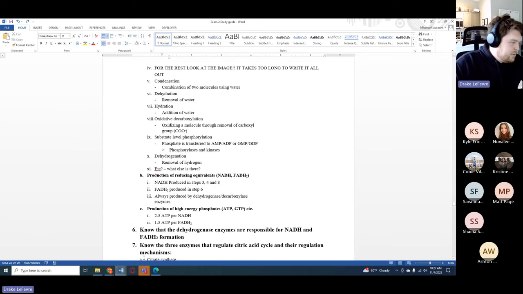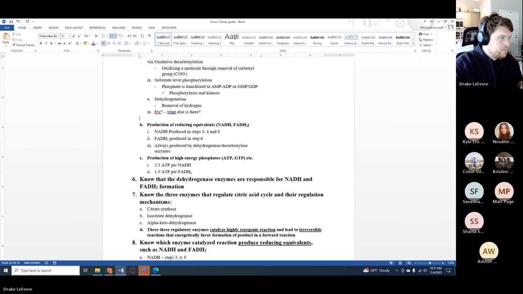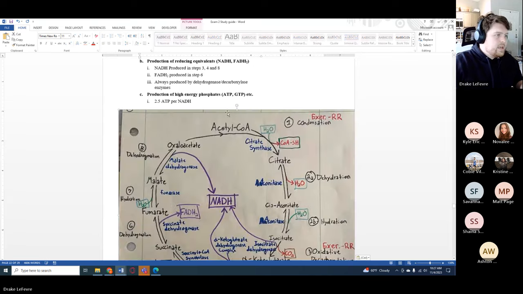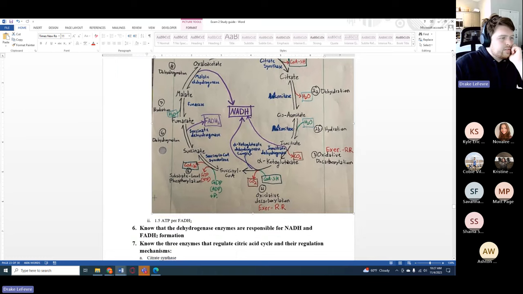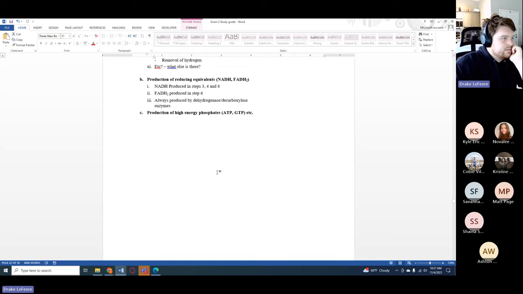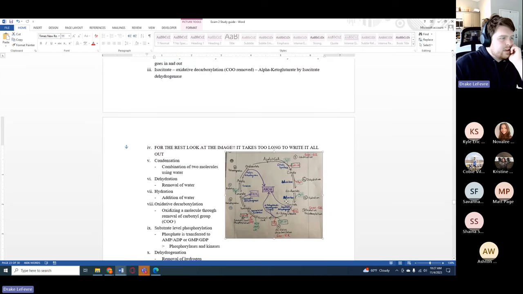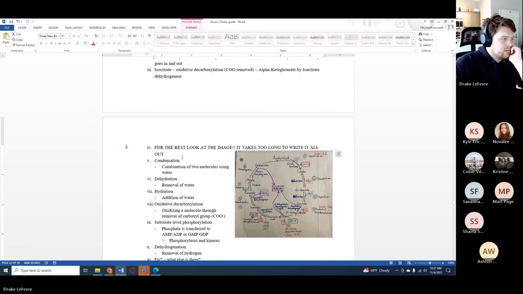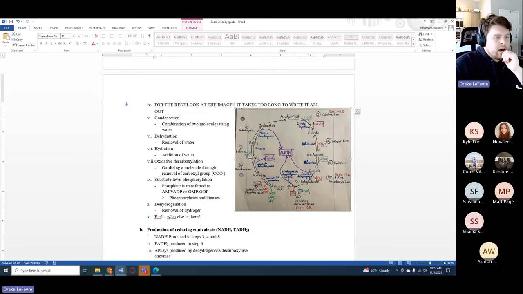Our citric acid cycle. Let me move this picture into here. This is where a good chunk of your test is going to come from. And a lot of this can kind of suck, because there's just a lot of raw memorization here.